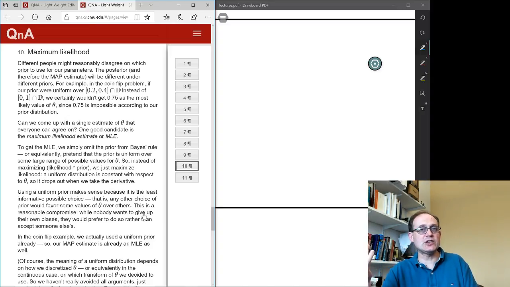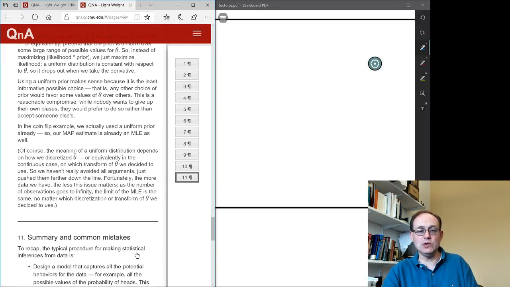So it makes sense to try and come up with a single answer, a single estimate of theta that everybody can agree on. And the closest thing that we've got to that is what's called the maximum likelihood answer, which is basically maximum a posteriori, where we fix the prior to be uniform. And that makes sense in some sense because a uniform prior is maybe the least informative possible choice, meaning the choice that assumes the least information before you see your data. And so it seems like a good compromise because you're not forcing your own prior onto somebody else, and they're not forcing their own prior onto you. And in the coin flip example, we already used a uniform prior, and so our MAP estimate was in fact a maximum likelihood estimate.